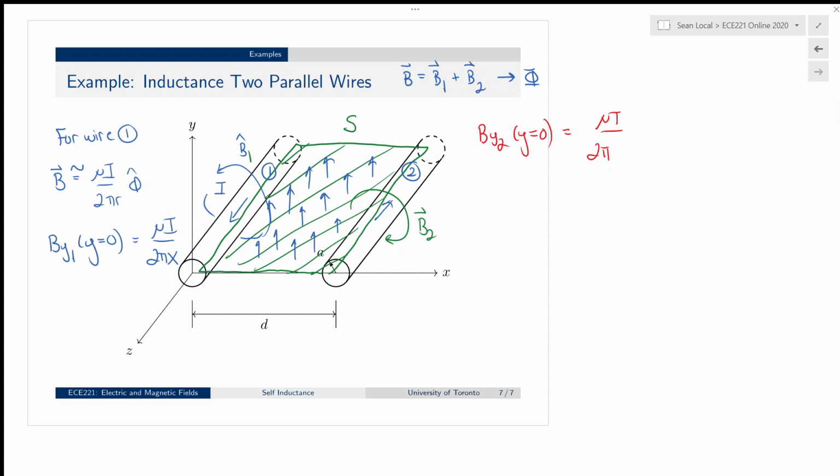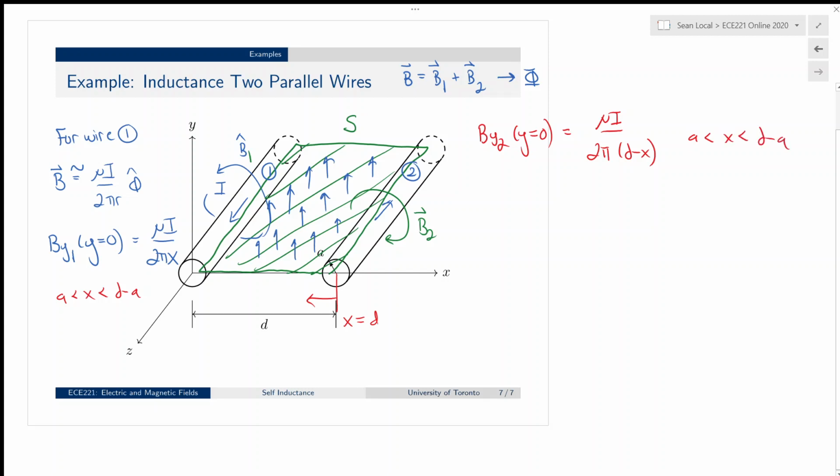But we know that wire 2 is located at x equals d. And so the distance here is simply d minus x, relative to the origin. So here's our expression for By2. And to be clear, these expressions are valid over the region between a less than x less than d minus a, because we're looking at the air space between the two conductors and not over the conductors themselves. Same thing for this one.